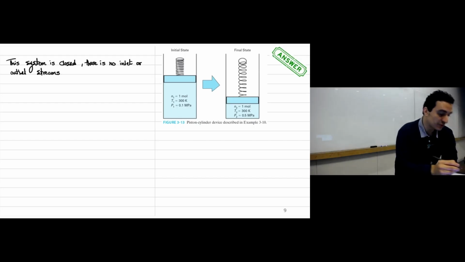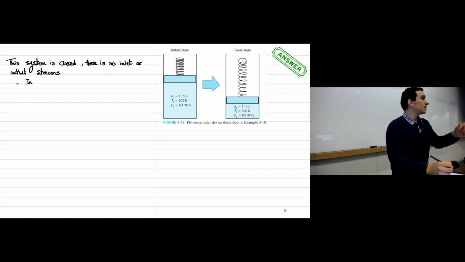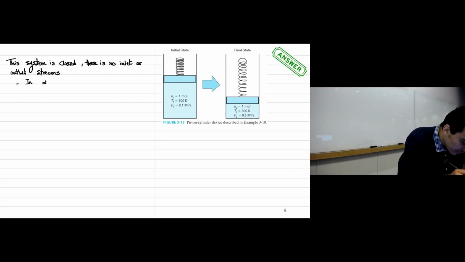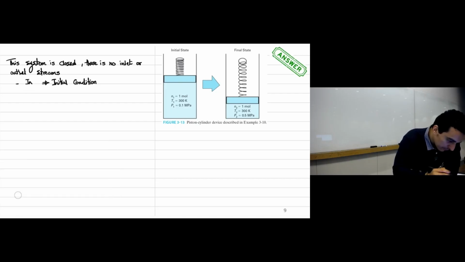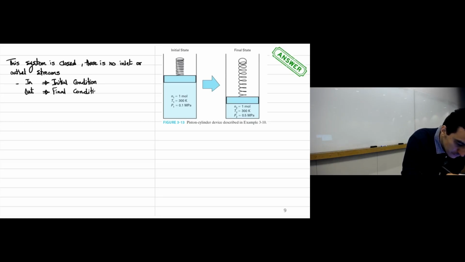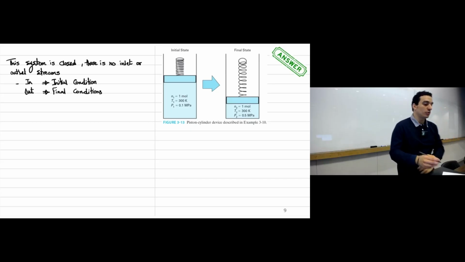This implies two things. The first one: any term that has the subscript in doesn't mean inlet, but means the initial condition. Any term that has the subscript out, again, doesn't mean outlet stream, but implies the final condition or the final state. So this is number one.